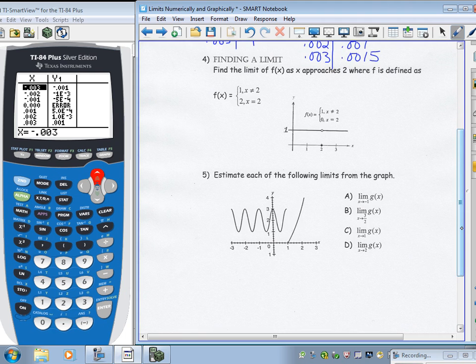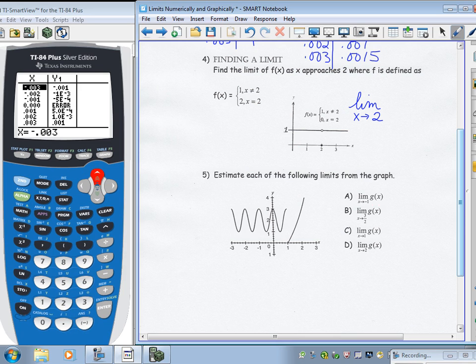Number 4. Let's look at another picture. This one's piecewise. Find the limit of f of x as x approaches 2, where f is defined as 1 when x isn't 2, and 2 when it is. Okay, so there's a little dot right there if you didn't notice. So what you want to do is approach 2. We're doing the limit as x approaches 2. Let me write that.